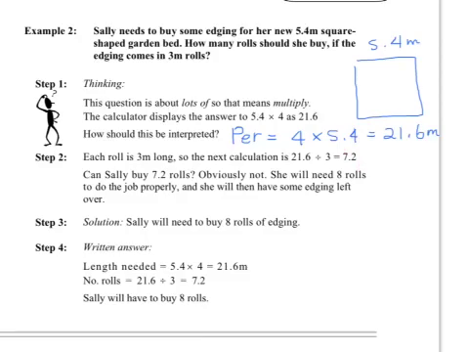Now what is that 7.2? It's the number of rolls that she's going to need to purchase to surround the edge of her garden. The trouble is that Bunnings or the hardware store is unlikely to sell her 7.2 rolls, so more than likely she's going to have to round that amount up to 8 rolls. She'll have a little bit left over. So the final answer: Sally will have to buy 8 rolls of edging.